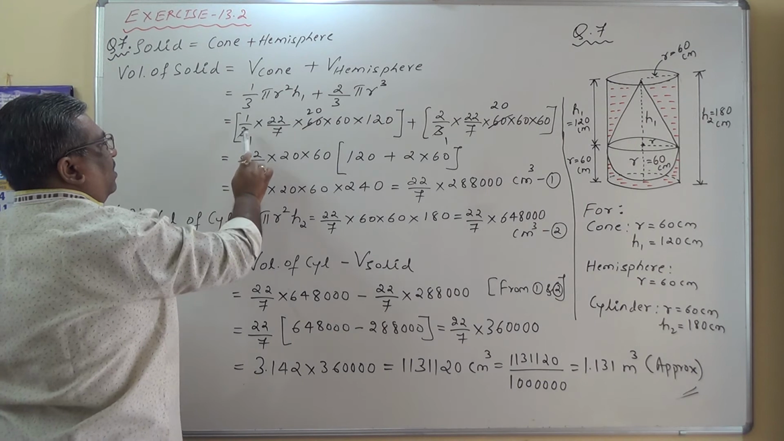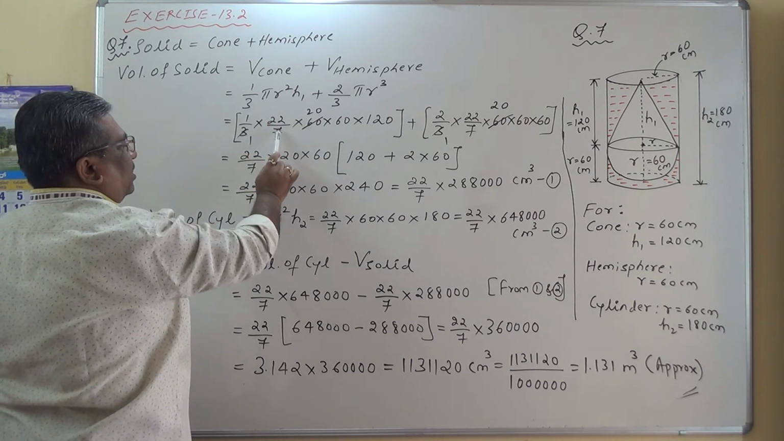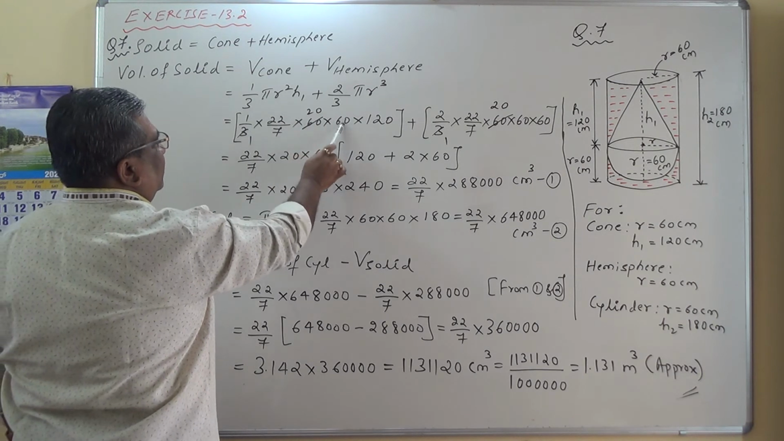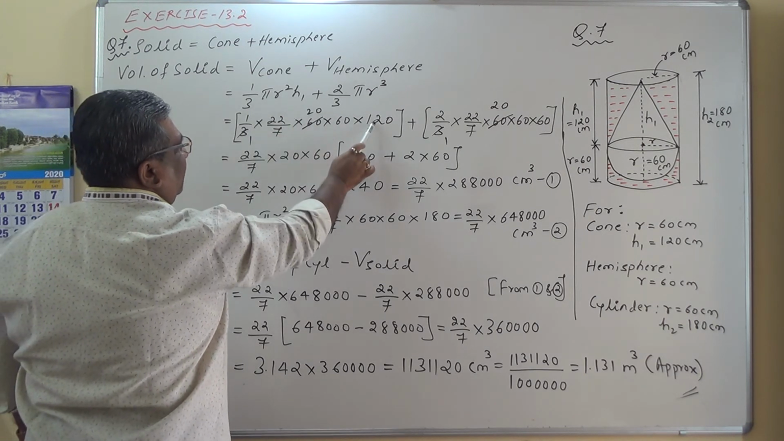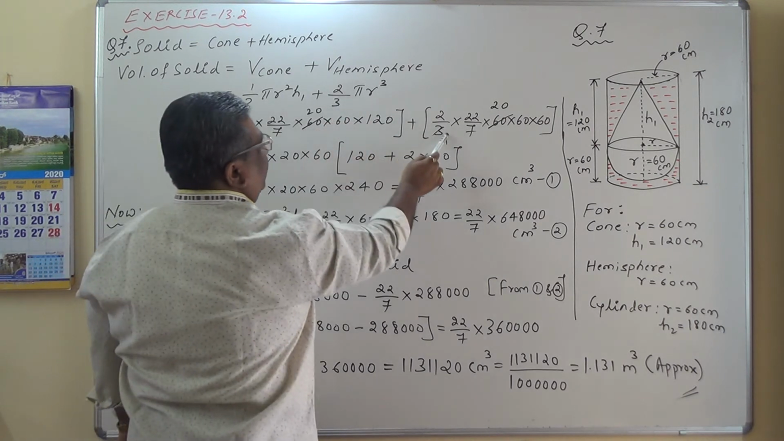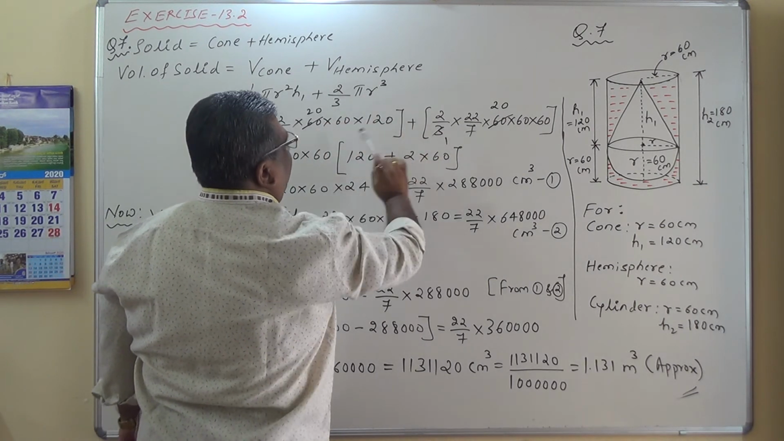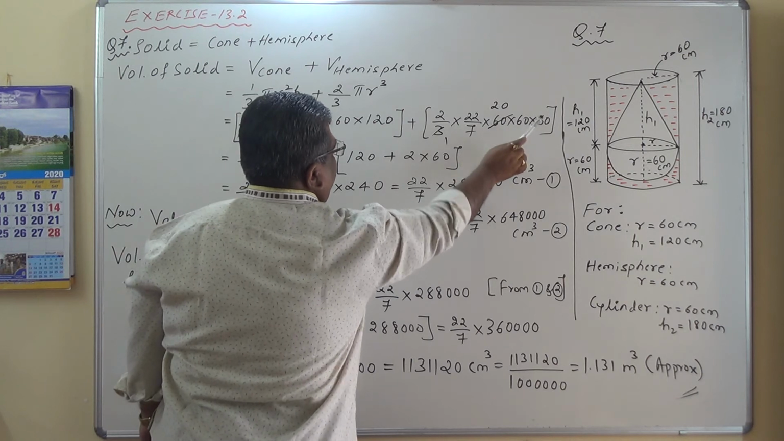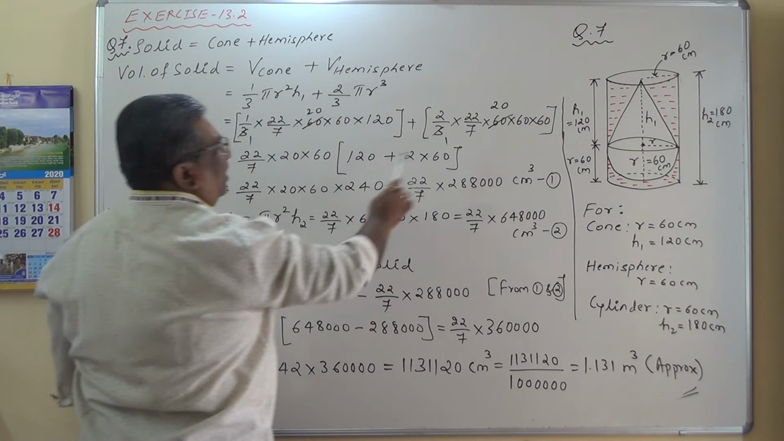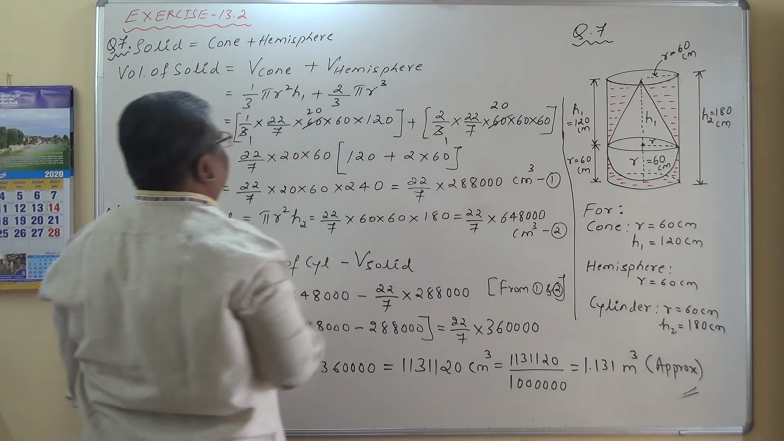Substitute the values here. 1/3 into pi, I am taking as 22/7. R square, r is 60, 60 into 60. H1 is for cone, which is 120 centimeter height. For hemisphere, 2/3 into 22/7. R cube is 60 into 60 into 60. In both the cases, here 3 ones are 3, 20s are, and here also 3 ones are 3, 20s are, 60, that cancels.